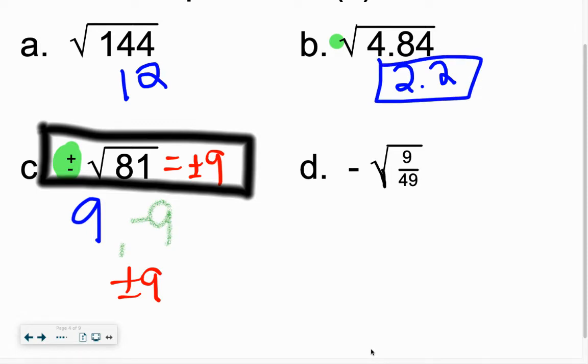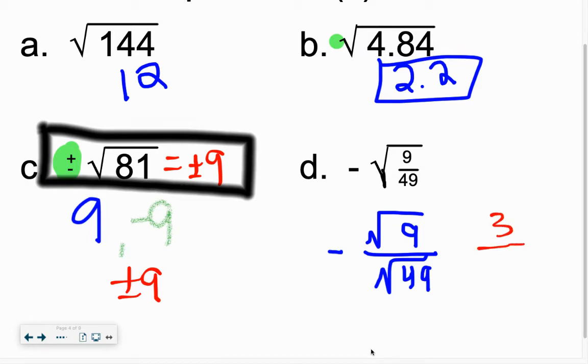Again, nothing in front, so we're just going to leave it as 2 2/10. When they give you a fraction, don't panic. Here we go. I'm going to keep that negative on the outside, and all we're going to do is distribute the square root, the radical sign, to the top and the bottom. What's the square root of 9? You're right, 3. What's the square root of 49? 7. You're right, because they're perfect squares, that's how we're going to work that out.